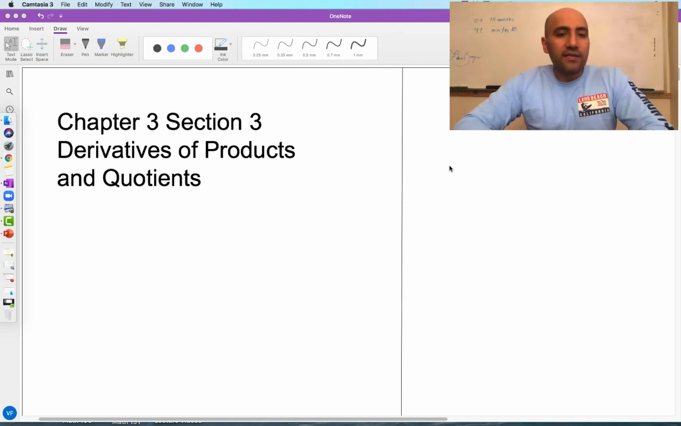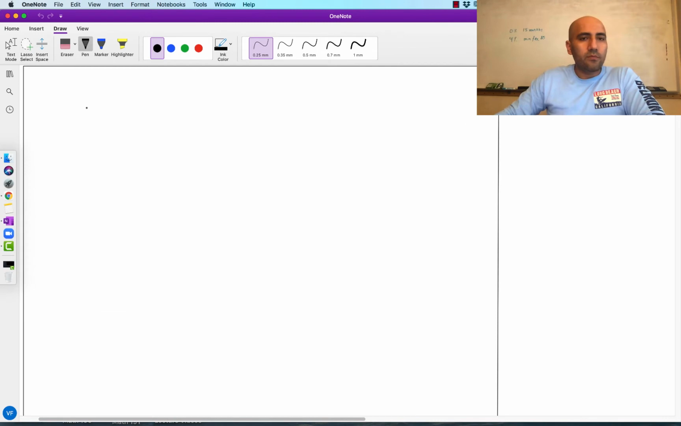Okay, Chapter 3, Section 3, Derivatives of Products and Quotients. So let's say the following problem is given. f(x) is equal to x cubed times (x squared plus 1), and we're asked to find the first derivative of this function.